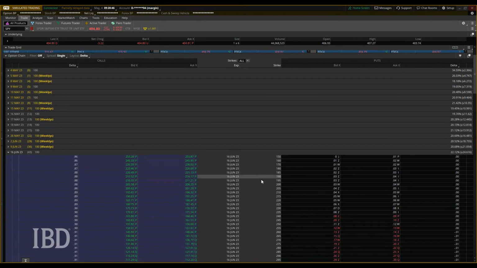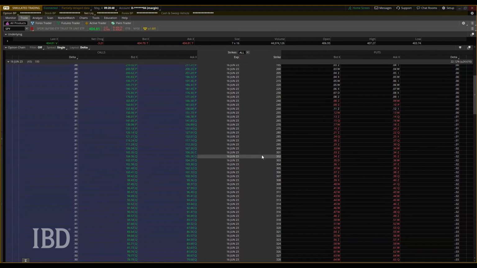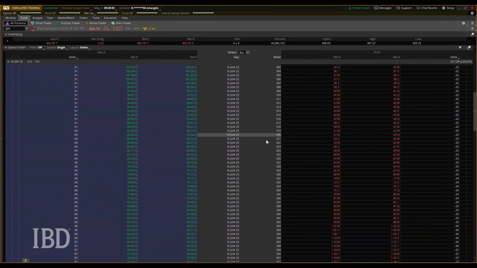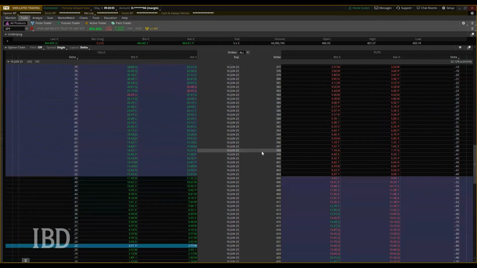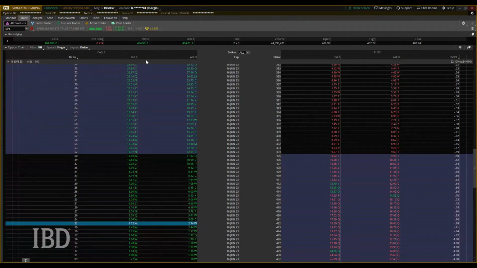And with SPY, we have a lot of strikes here. I could change that, but I like scrolling. Yeah. So I'm going to change that. And again, we have calls on the left side, we have puts on the right side. So we're going to be selling a call bear spread. So it's a bearish spread on SPY.